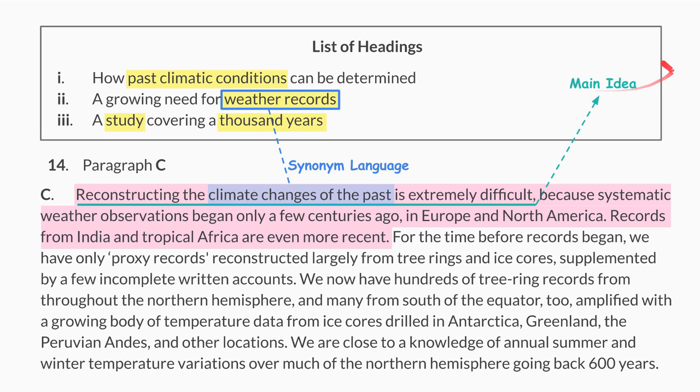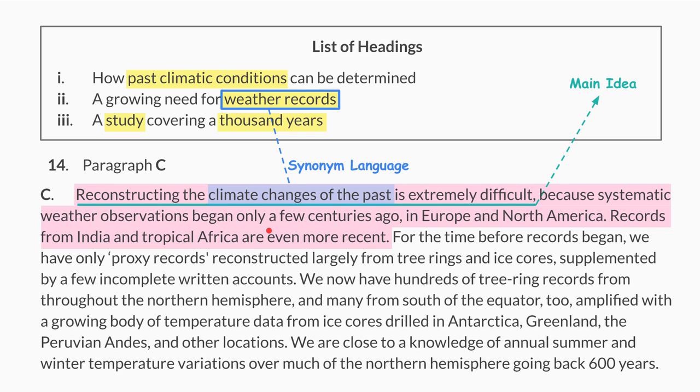But remember, the main idea that we have here is about how reconstructing the climate change of the past is very difficult. That's what we're talking about. So answer choice number 1 is about how past climatic conditions can be determined. It's talking about the method in which the past climatic conditions can be determined. But here, it's not really talking about the method. It's talking about the difficulty related to reconstructing these past climatic conditions.